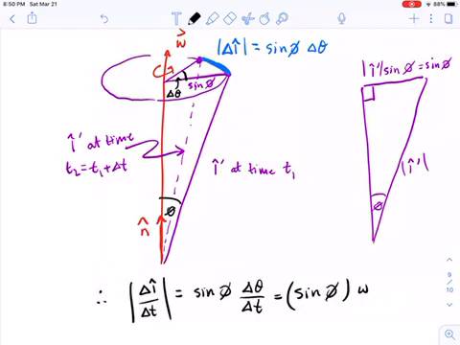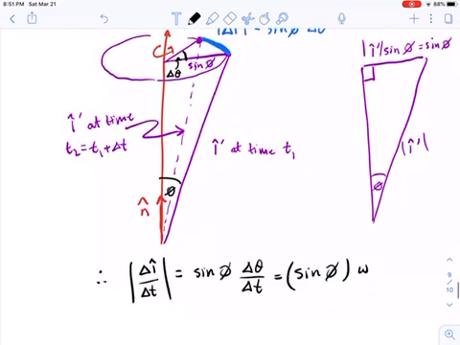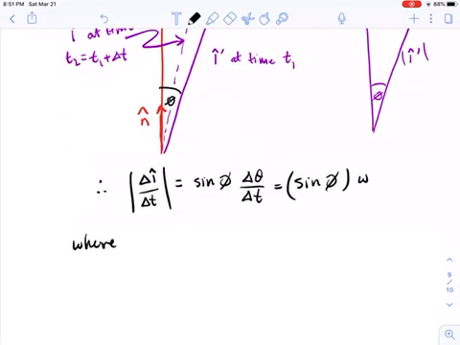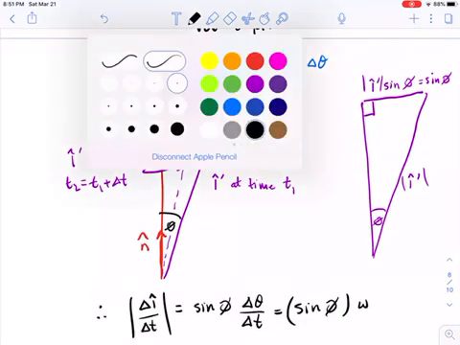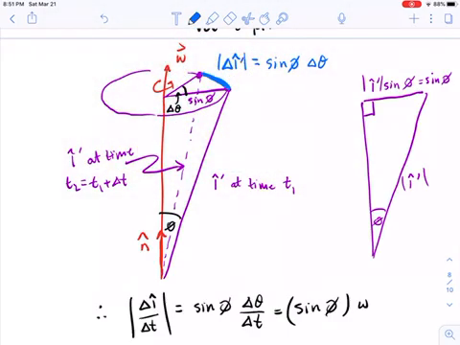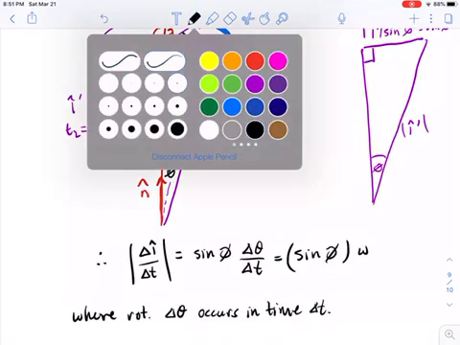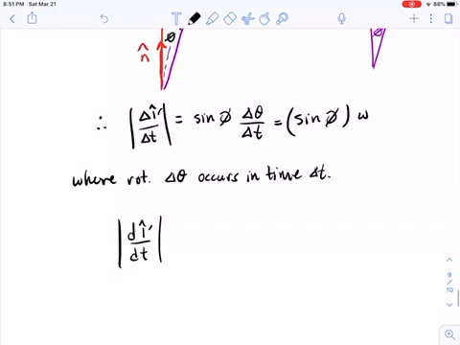Okay, so we've got the magnitude. Let's just say the rotation delta theta occurs in a time delta t. We take the limit that delta t goes to zero, then the magnitude of this time derivative that we're trying to calculate. I dropped my primes at some point, so let's put that back in. We have to have that prime there, and we have to have a prime here. So the magnitude of the time derivative of I hat prime is then sine phi times omega.